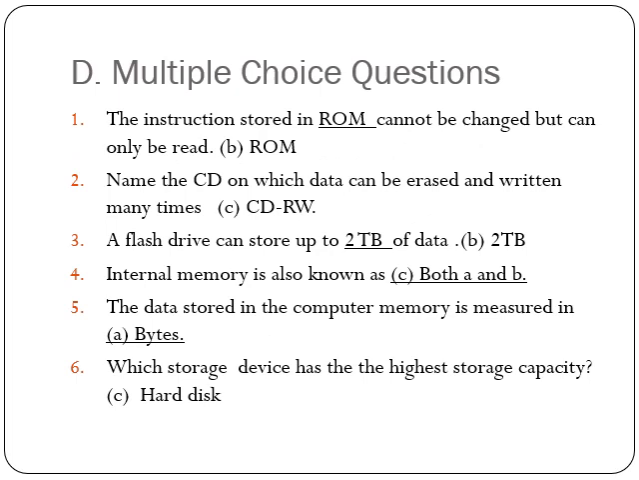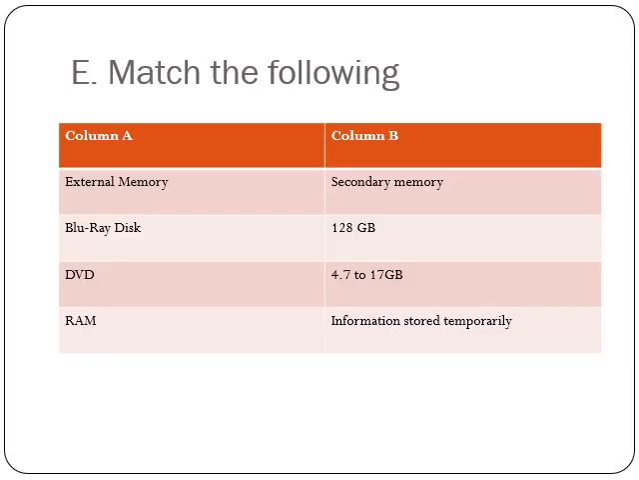Multiple choice. The instructions stored in RAM cannot be changed but can only be read. Name the CD on which data can be erased and written many times. CD-RW. A flash drive can store up to 2 TB of data. Internal memory is also known as main memory or primary memory. The data stored in the computer memory is measured in bytes. Which storage device has the highest storage capacity? Hard disk.